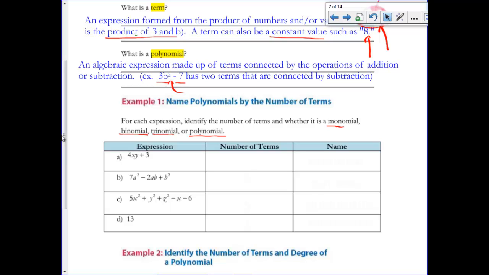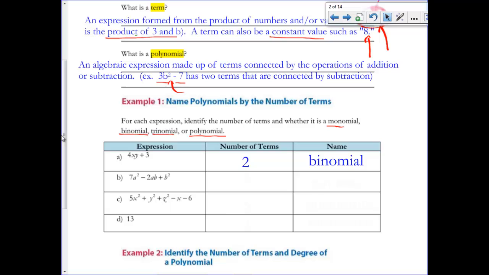Okay, expression number 1: 4xy plus 3. Let's see if you can guess this as we go. How many terms does it have? It has 2. What is the name of this? Okay, we have 2 terms. Think back to the wheel analogy. Well, 2 terms, 2 wheels. It's a bicycle, or a binomial.